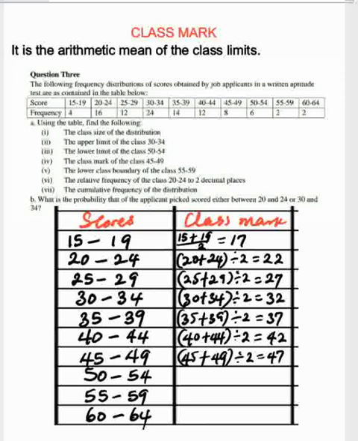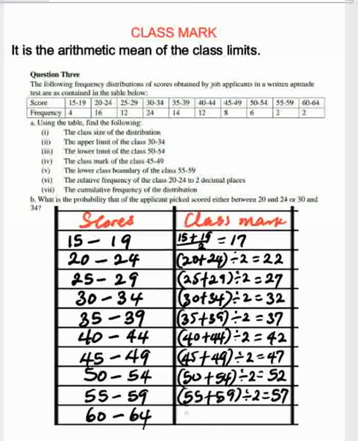47. All right, we have 50 plus 54, which will give 104, and when we divide it by 2, we are going to have 52. All right, 55 plus 59. 55 plus 59 will give 114, and when we divide it by 2, we are going to have 57.